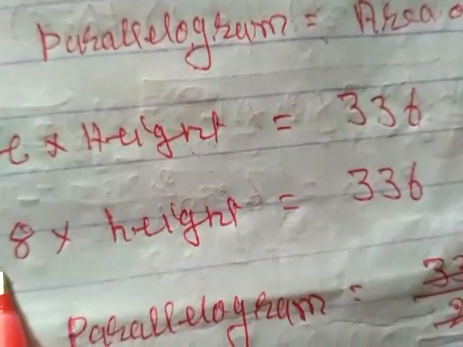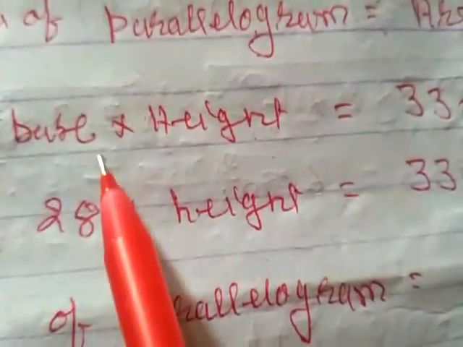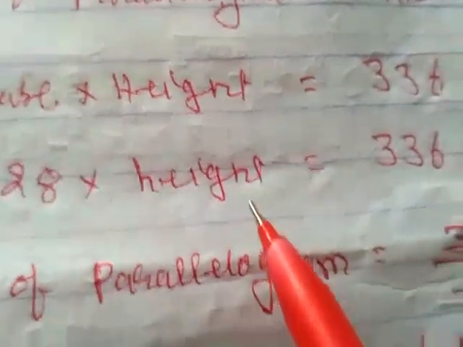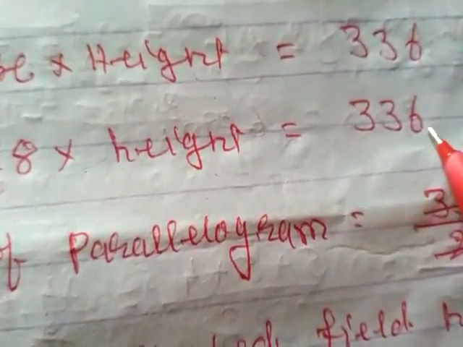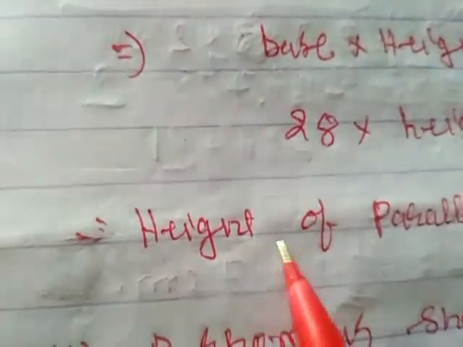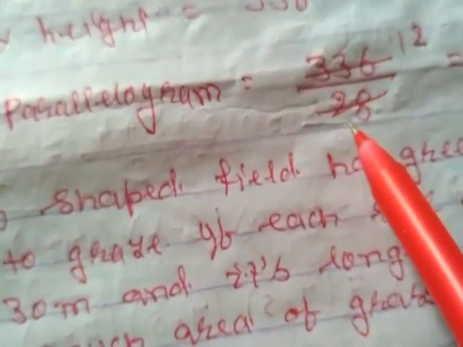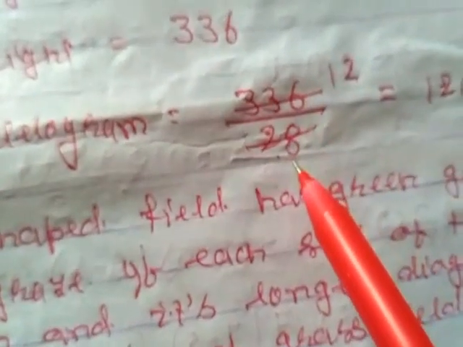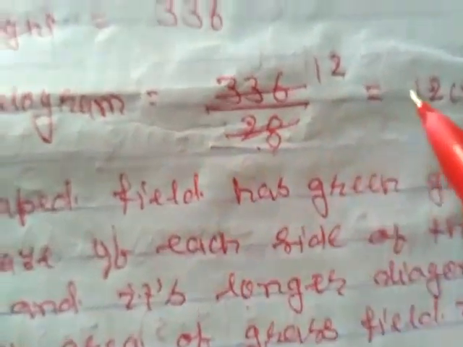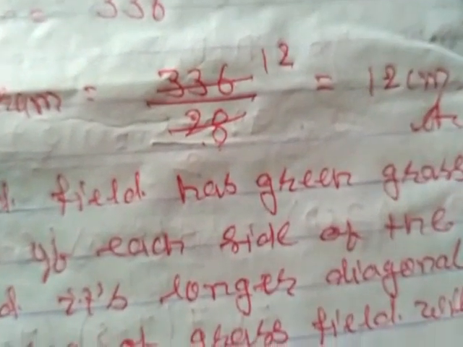The triangle is standing on the side, base 28 centimeter. So we take the base as 28 centimeter into height equals 336. From here we can conclude the height of the parallelogram is equal to 336 by 28. On further solving, 336 divided by 28 is 12. So the required height of the parallelogram is 12 centimeter.